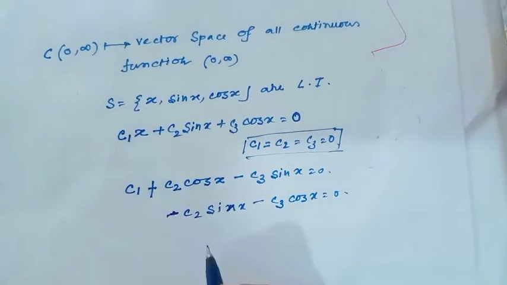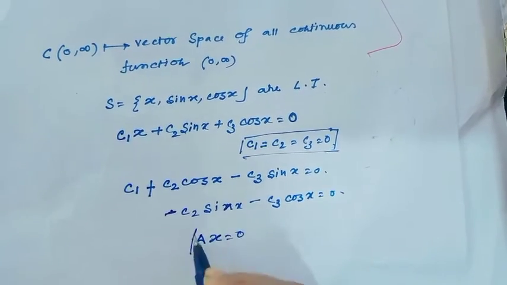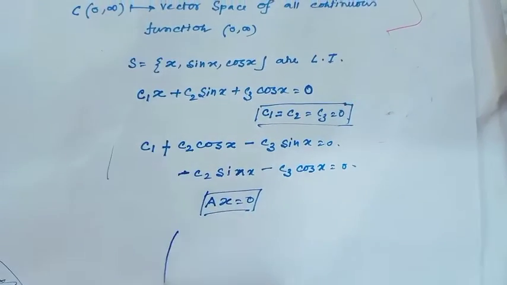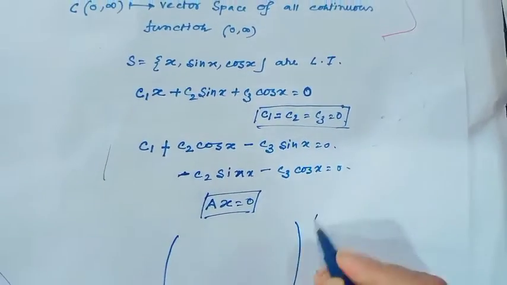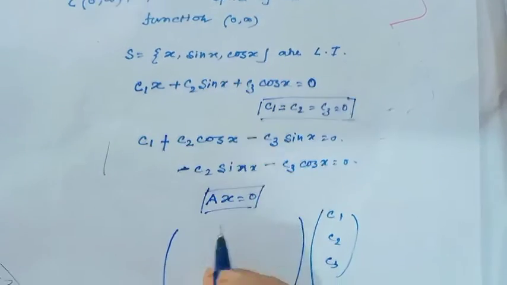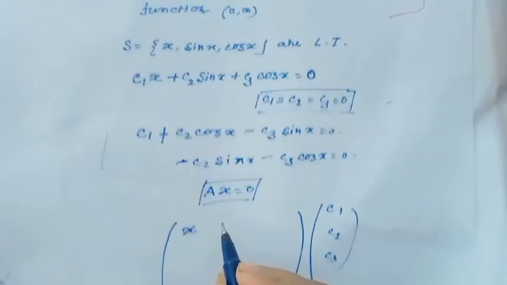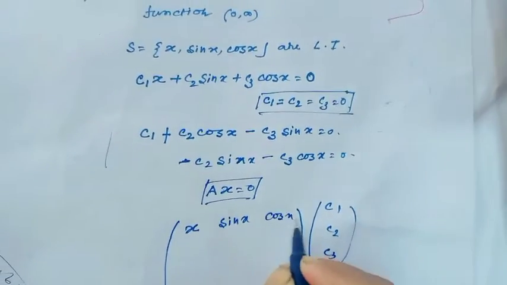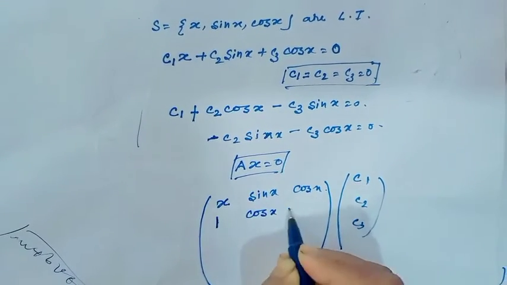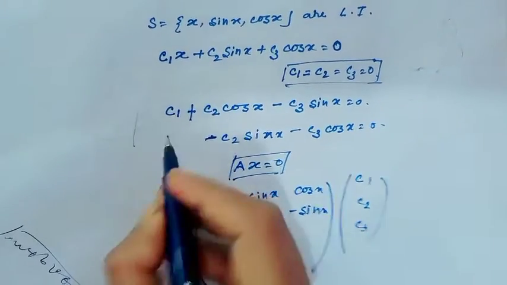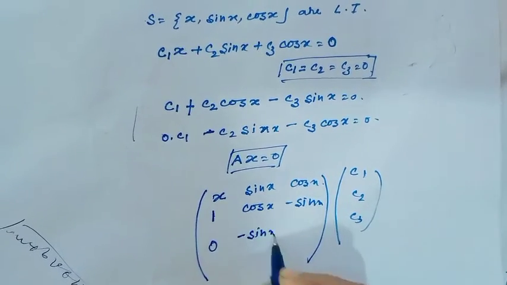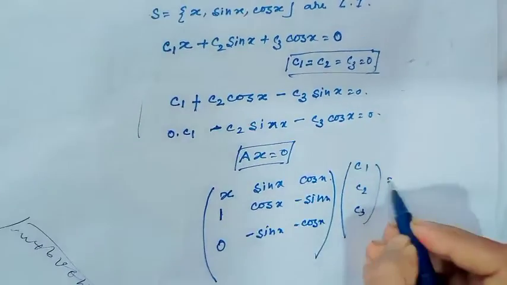Here notice, this is an Ax equal to 0 type equation, a homogeneous equation, because from these three equations we can create this type of homogeneous equation. Here x means c1, c2, c3. The matrix would be of this type: x, sin x, cos x. Here the coefficient of c1 is 1, so the second row is 1, cos x, minus sin x. The third row is 0, minus sin x, minus cos x, equal to the zero vector.